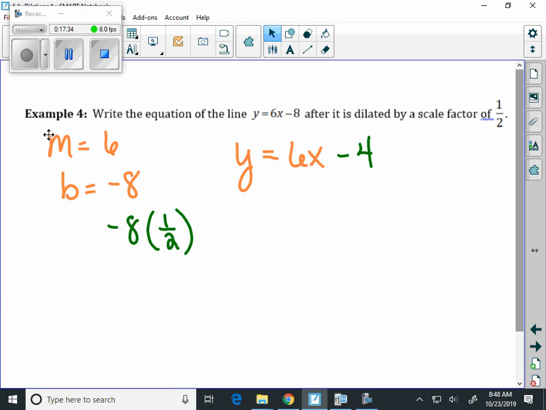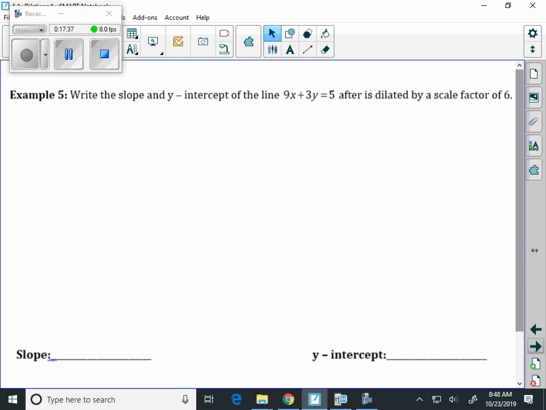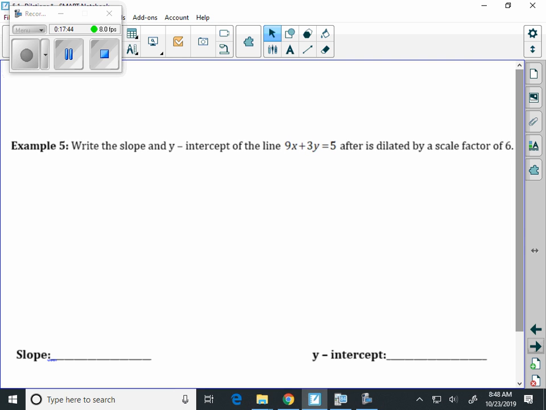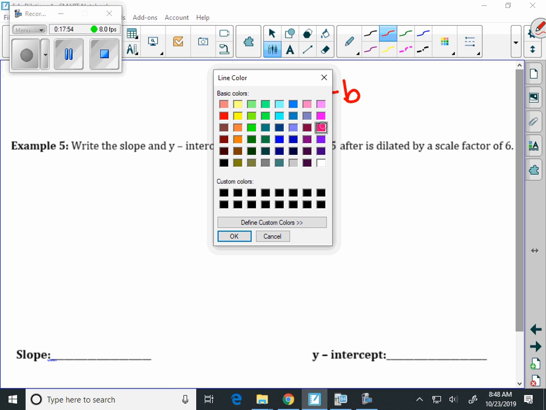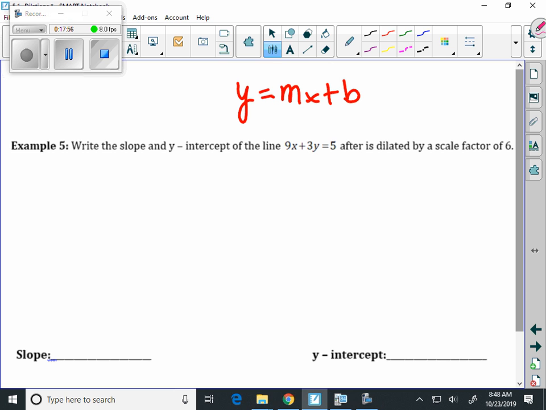Same idea as we look at our last example. Write the slope and the y-intercept of this line. The issue on this one is that we have to put the equation in slope-intercept form. A reminder is that slope-intercept form is y equals mx plus b. But when we look at this here, we're going to solve for y. We're going to subtract 9x from both sides, and we end up with 3y equals -9x plus 5.